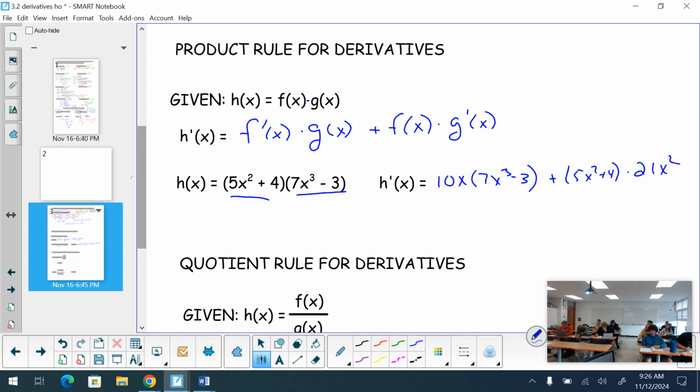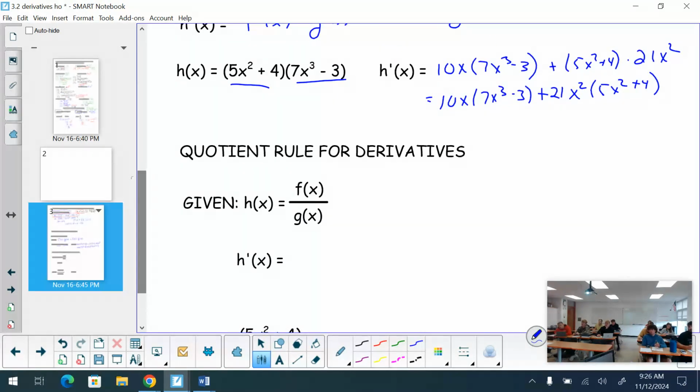21x squared. Now, if you wanted to, you could FOIL this out and combine the like terms. A lot of times, you're not going to have that capability. I'm fine leaving it in that form there.